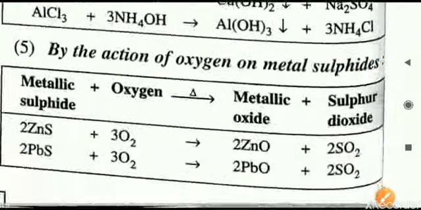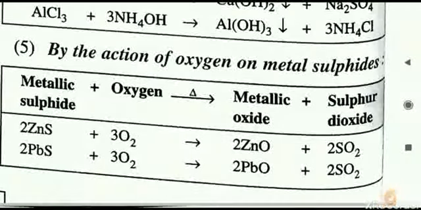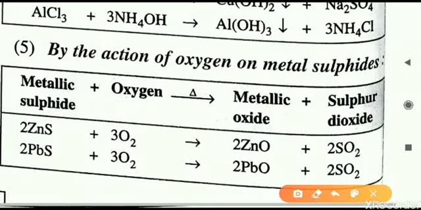Next, the fifth method is by the action of oxygen on metal sulfides. Now the remaining methods, three more, will include the compounds of any metal. So here it is metal sulfide. We will use metal sulfide and subject it to oxidation, that is, addition of oxygen will be done. So metal sulfides on action of oxygen, what will they produce? They will produce metal oxide.